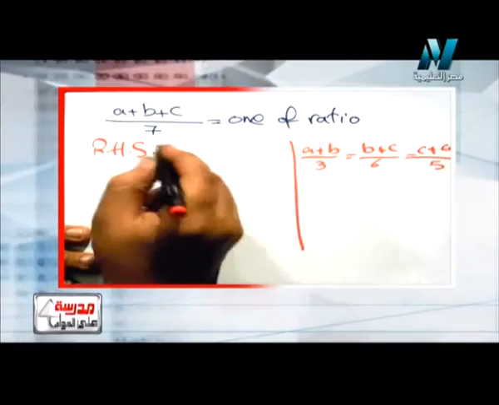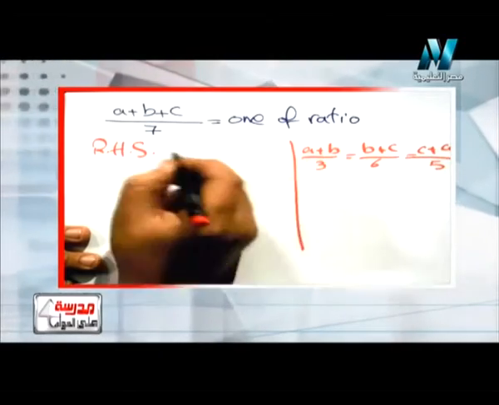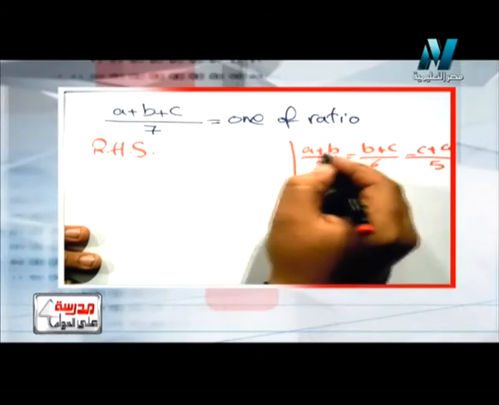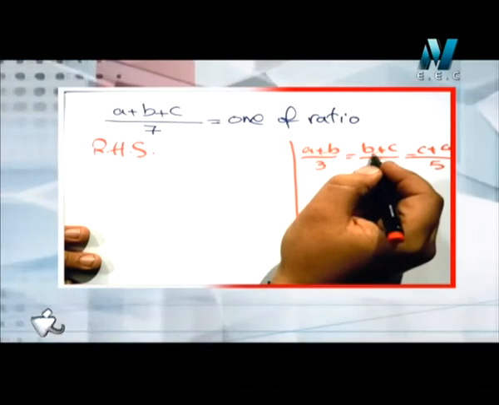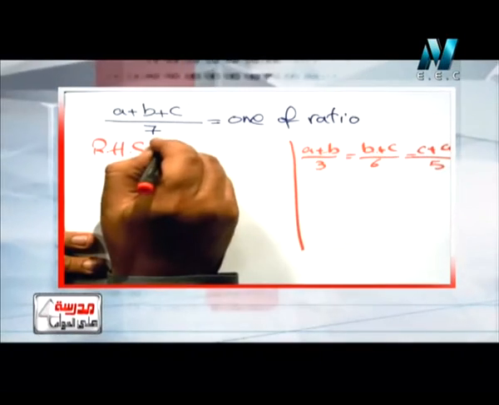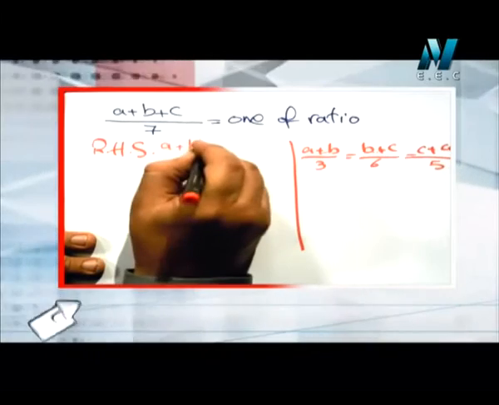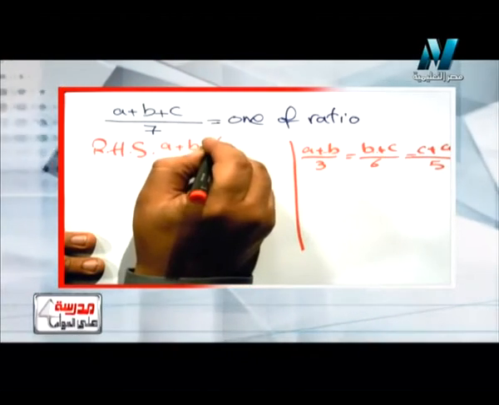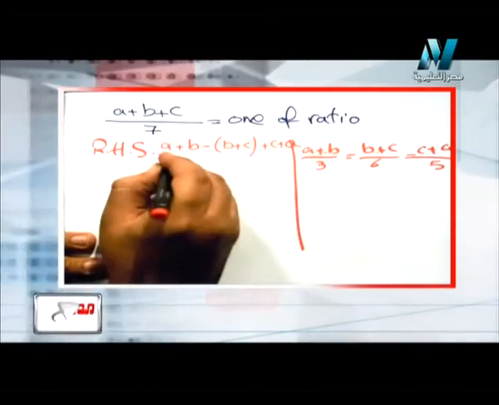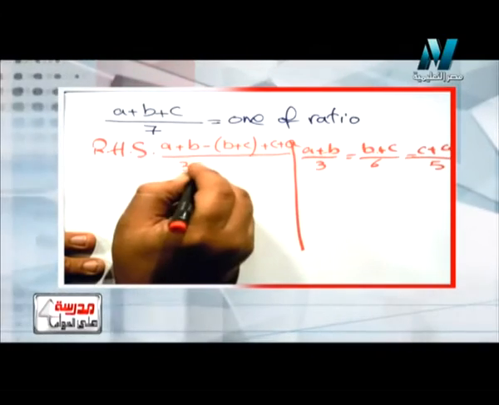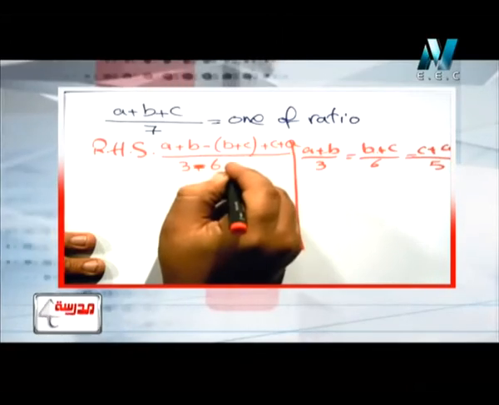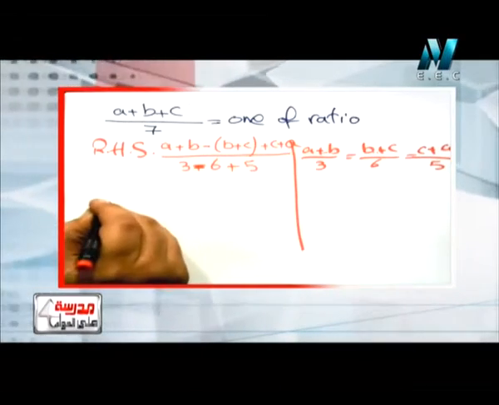I want to have A in the numerator from all these antecedents. So what I'm going to do is subtract the first 2 antecedents, and when I subtract them, I'm going to add the result to the third one. So I am going to have A plus B minus B plus C plus A, and this over 3 minus 6, I'm going to subtract here as we said before, plus 5.